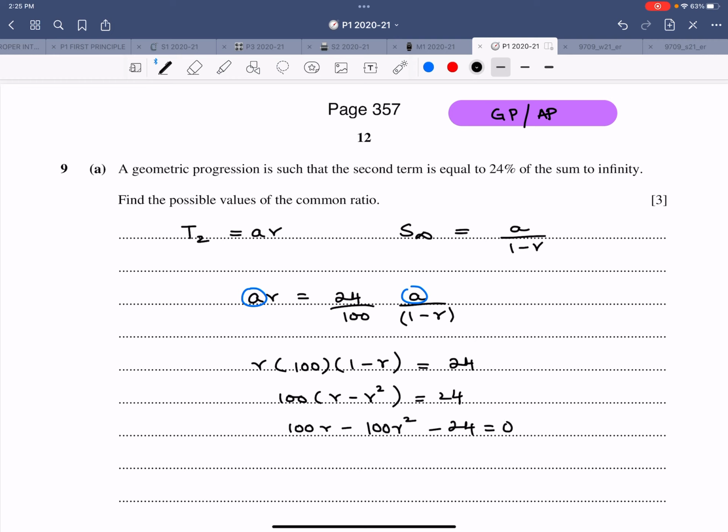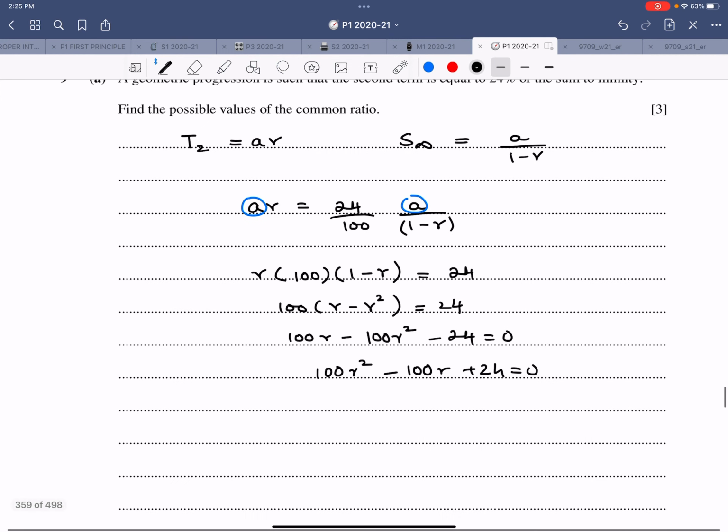Therefore 100R² − 100R + 24 = 0. Find the possible values of the common ratio. So this is quadratic middle term factorization, or most probably it's middle term factorization. As such, it won't be the quadratic formula. So this thing is done.